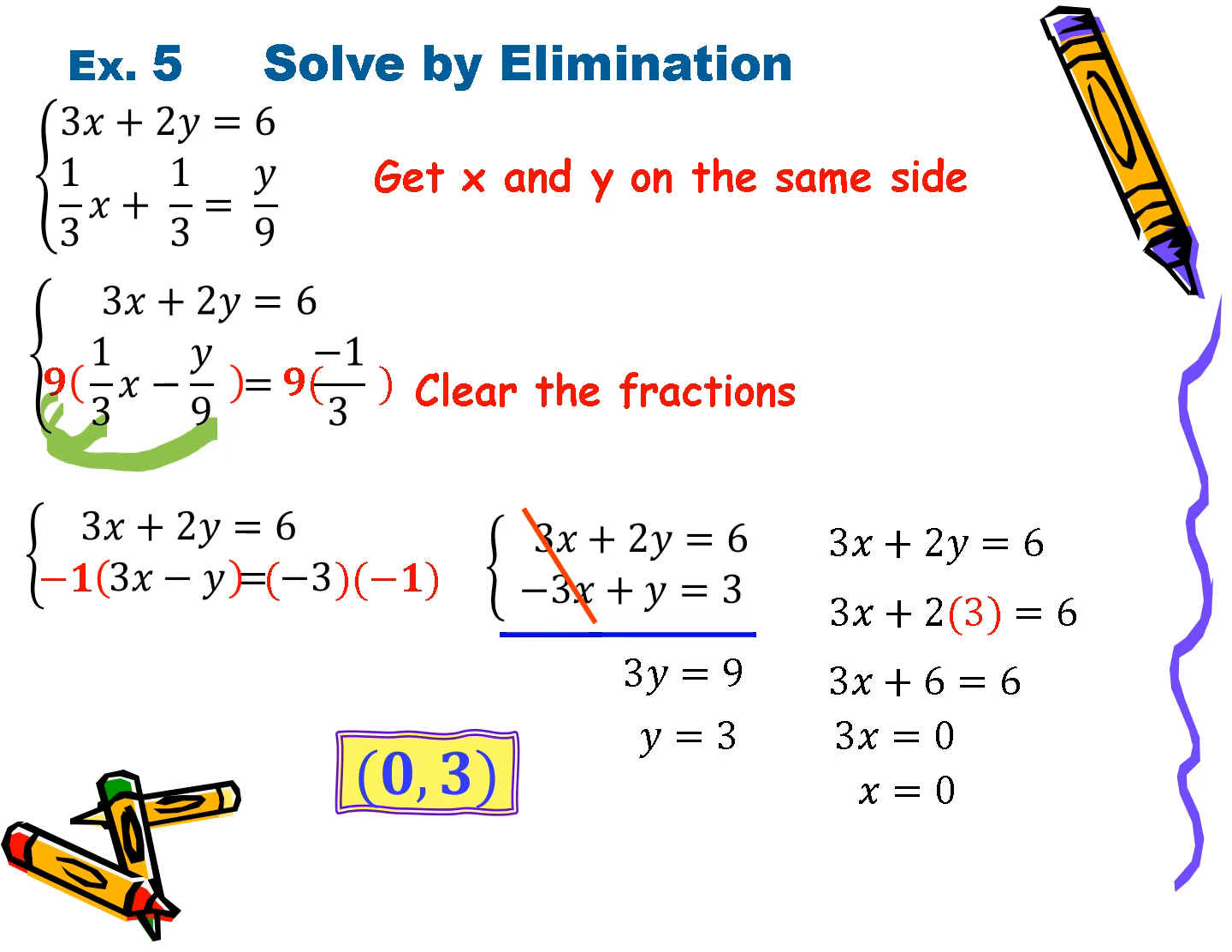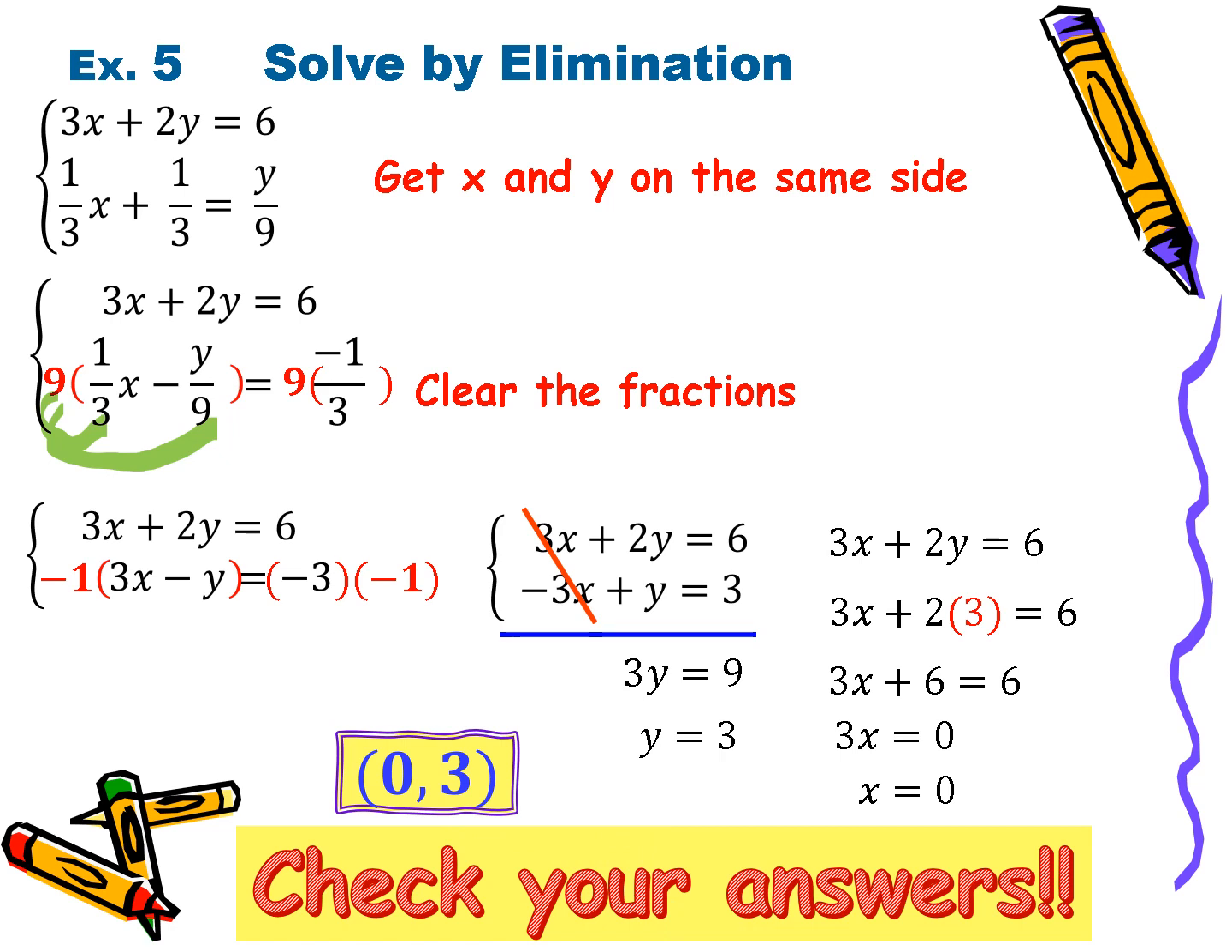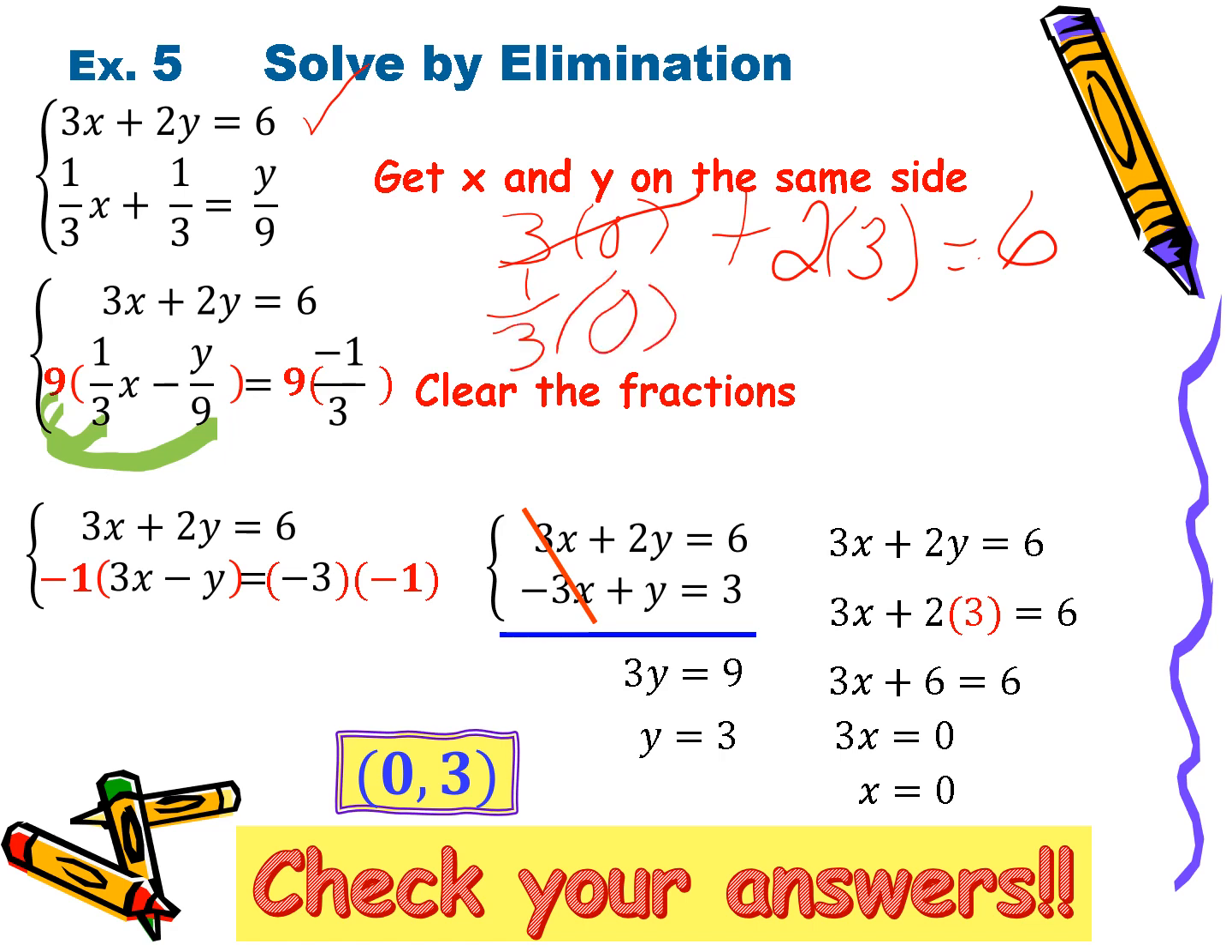But we still want to check and make sure that it works in both equations. So let's plug 0, 3 back into the top equation. So I have 3 times 0 plus 2 times 3 equals 6. Well, that goes to 0, and 2 times 3 definitely equals 6, so we're good there. Let's try the other one. 1/3 times 0 plus 1/3 equals 3 over 9. Well, that definitely goes to 0, and 1/3 is the equivalent of 3/9, so it works as well. So we've got the right solution.